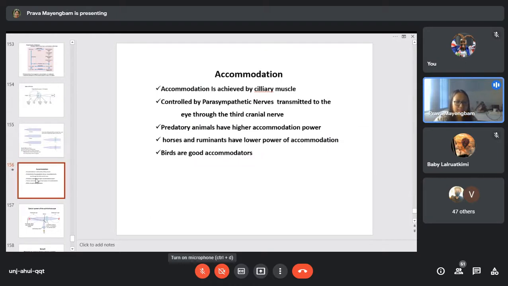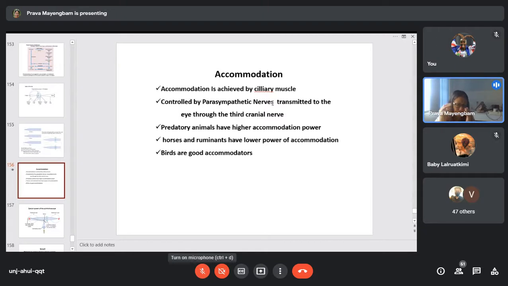Then another is accommodation. What do you understand by accommodation? Accommodation means how the eye adjusts the image. When you view an object from far, or when you view an object from near, you have to accommodate your eye so that the image is focused and formed on the retina. That is called accommodation.